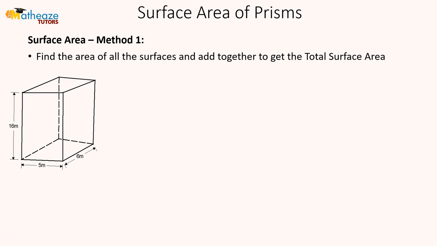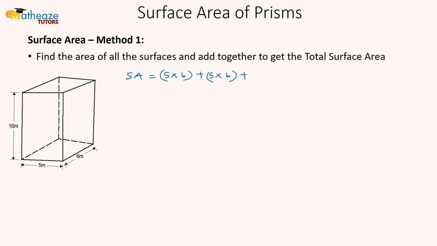Now let's look at another prism. We're using method 1 still, and what we have here is our surface area is equal to the area of all the surfaces, and then we add them together. So 5 times 6. We also have a 5 times 6 on the top up here. So that's 5 times 6.